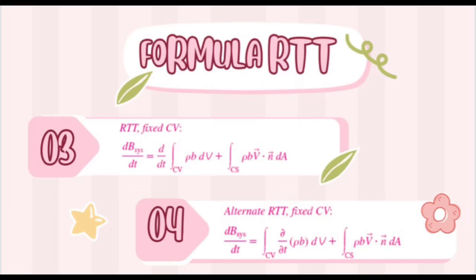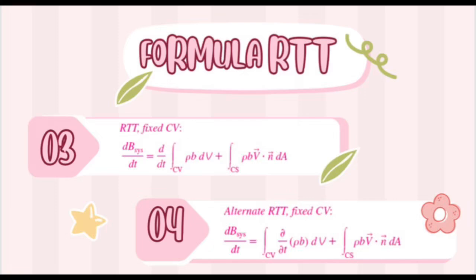Formula number 3 is for dB_CV. First, we have to use integral. First, integrate inside the control volume. The property can increase or decrease over time within the space. The formula is integral CV rho b dV. This term represents the rate of change of the property over time within the CV. So we get d over dt integral CV rho b dV. Second, integrate across the control surface: integral CS rho b V dot n dA. This measures the net flow of the property across the boundaries.